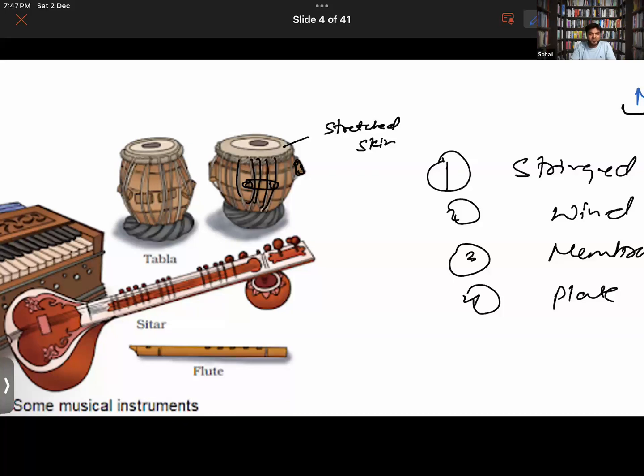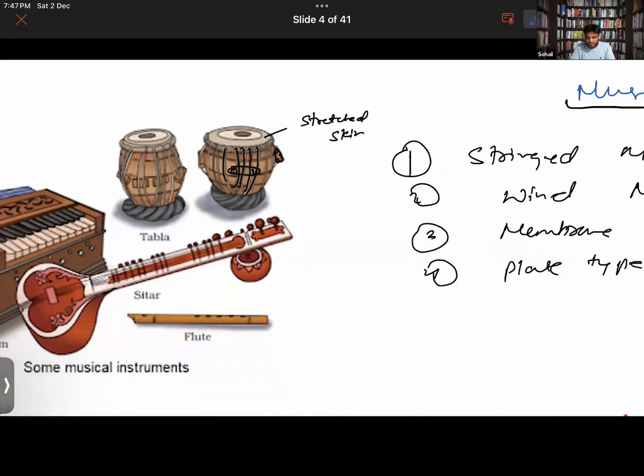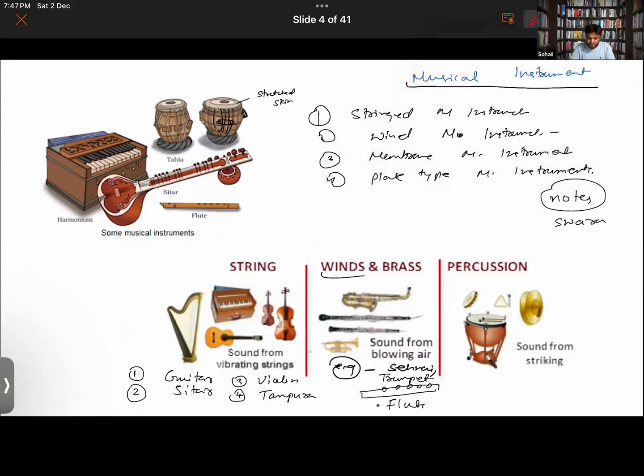So simple examples are like tabla, dholak, or drum, or dhafli, right? So these are some of the examples. So membrane bound instruments examples आपको याद रखने हैं. तबला और ढोलक और tabla, dholak, or you have the dhafli as well. Okay, so these are some of the common ones, right?